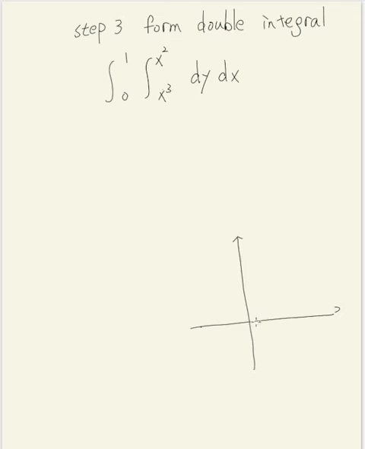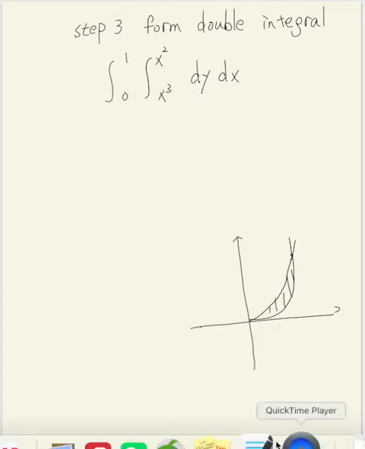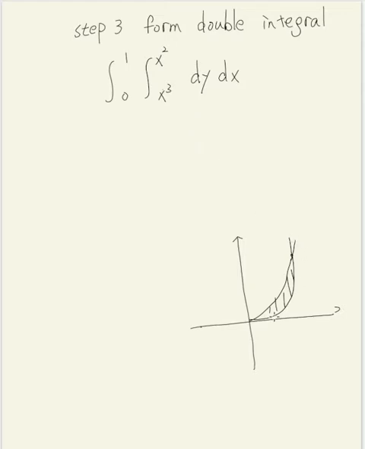X squared and x cubed, like this. Something like that. Of course, it goes on after that, but they intersect here. And this is the area in between. And the lower one is x cubed, and the upper one is x squared.